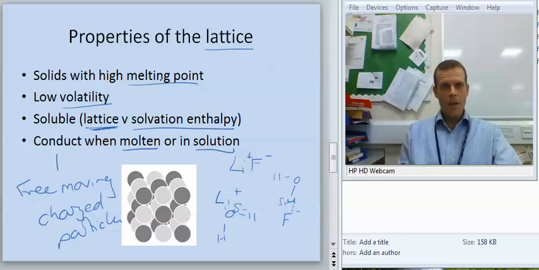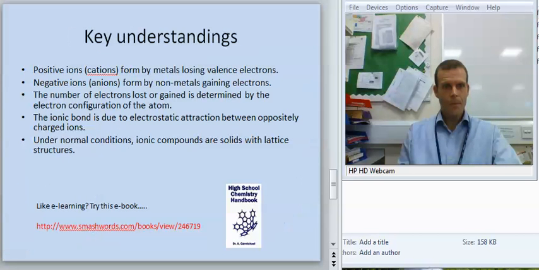But as a rule, lattices have high melting points, low volatility, are sometimes soluble, and they conduct once you've broken down the lattice, when they're molten or in solution. This is what we've been through, that's what we've covered.